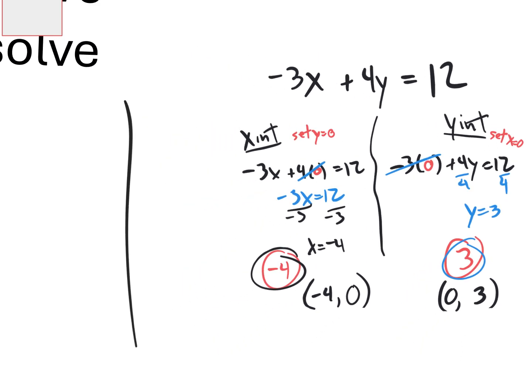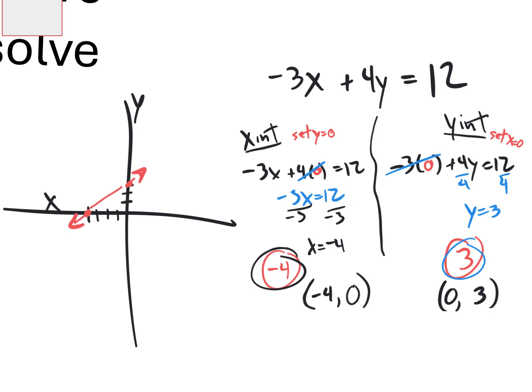All you have to do is go to your graph, go to the x-axis, go to the x-intercept at -4, -1, -2, -3, -4, put a dot right there. Go to the y-axis, that's the one that goes up and down. Go to the y-intercept at 3. So that's at 1, 2, 3, put a dot right there. And then, of course, all you need is 2 dots to make your line. There, you graphed it.